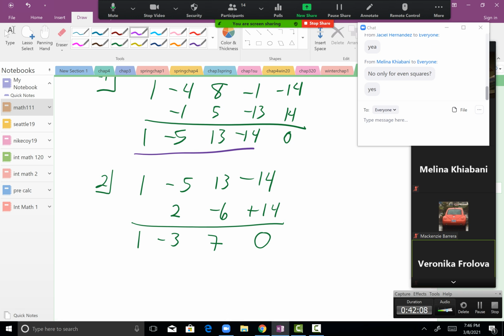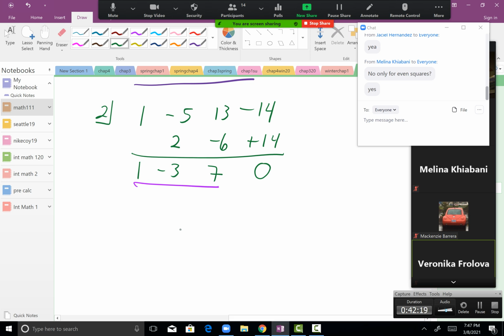Now, this is a quadratic, right? So I can go ahead and solve it. But I had to go down and do it twice, or else it wasn't going to work. So x squared minus 3x plus 7 equals 0.